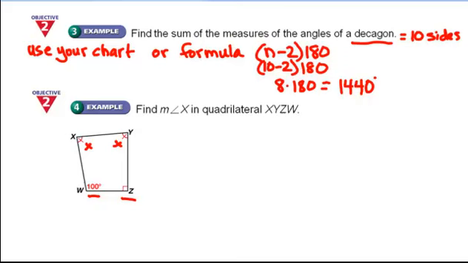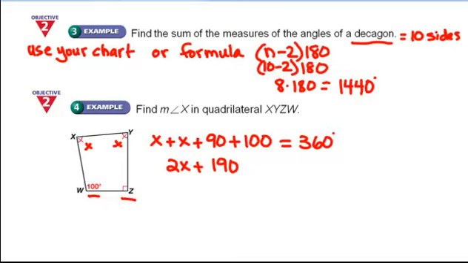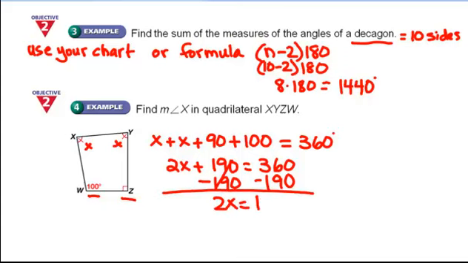Now I can add all 4 of these angles, x plus x plus 90 plus 100, and all 4 angles have to equal 360 degrees. Okay, now I have an equation to solve. Combine your like terms. Use the subtraction property of equality to subtract 190 from both sides of the equal sign. And then the division property of equality to divide both sides by 2 to get x is equal to 85.